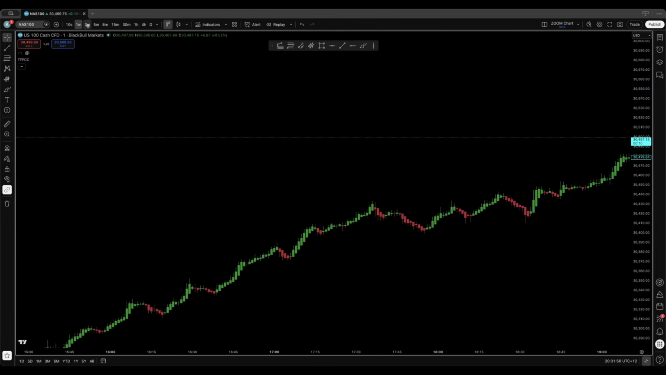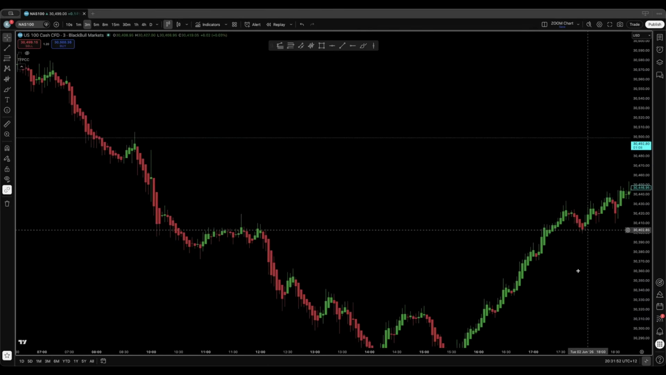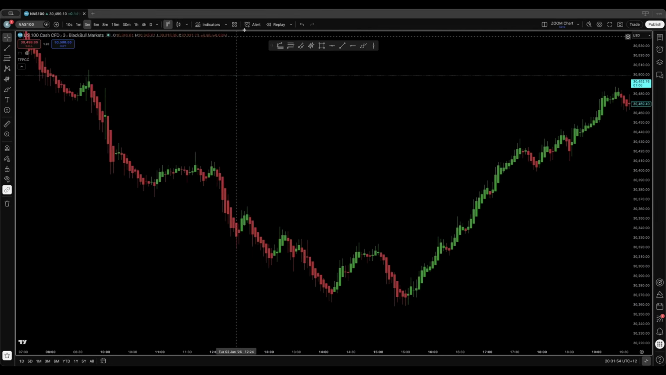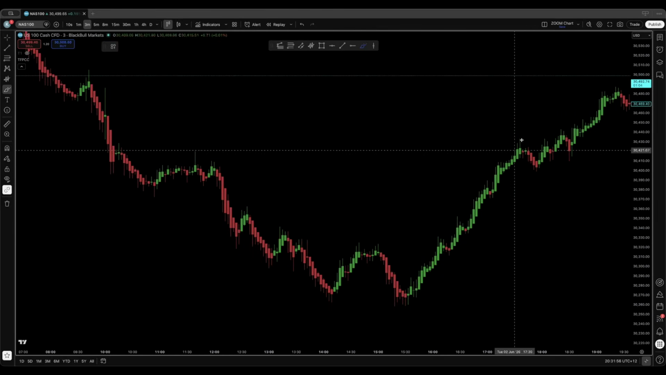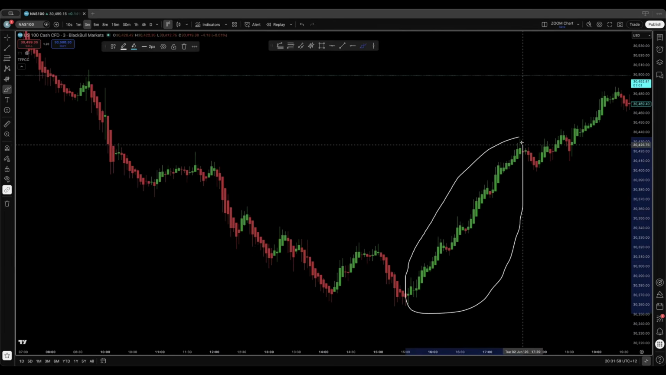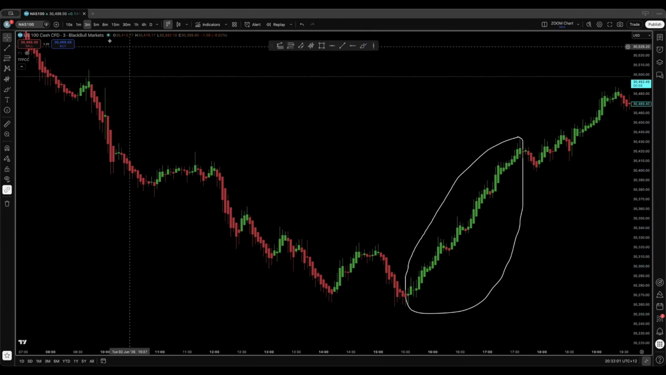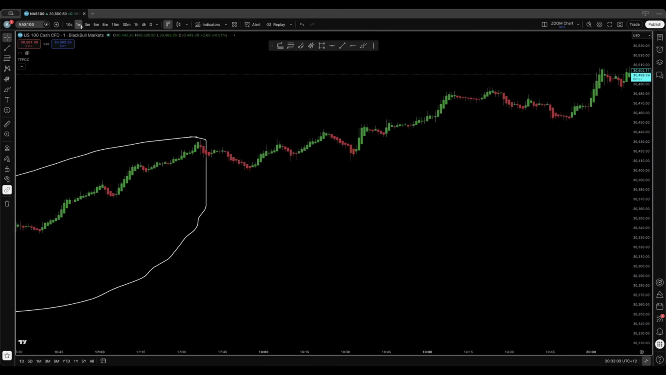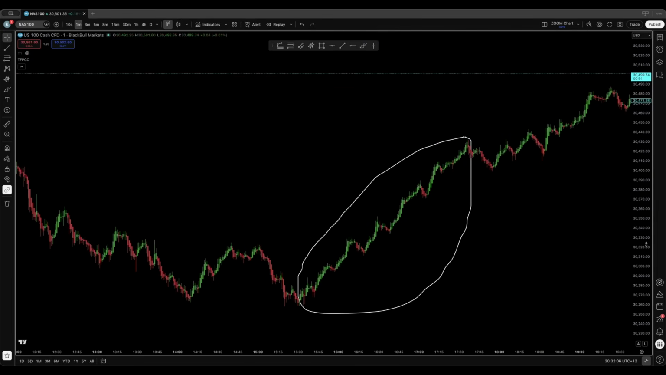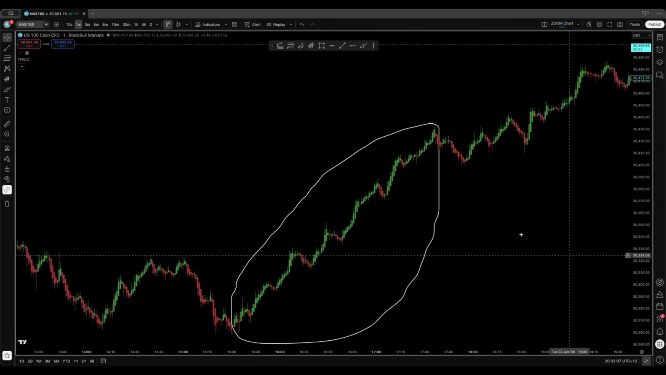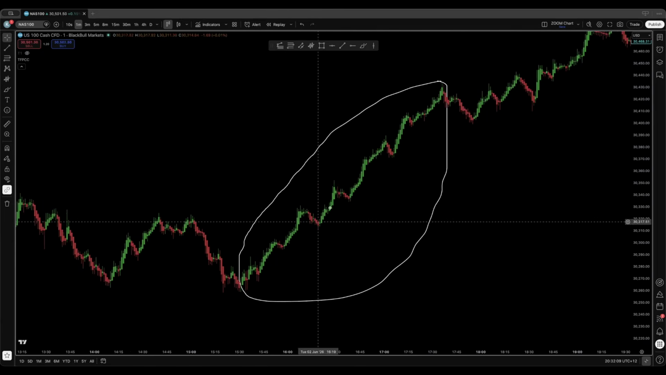Sorry, I'm going to be clicking around a bit, so just be patient. Let's identify this move on the 3-minute. So this is the move you're looking at. Then we'll change back to a 1-minute. Look on the 1-minute, you can see over here, this big move. Obviously on the 1-minute, the pullbacks will show as bigger.